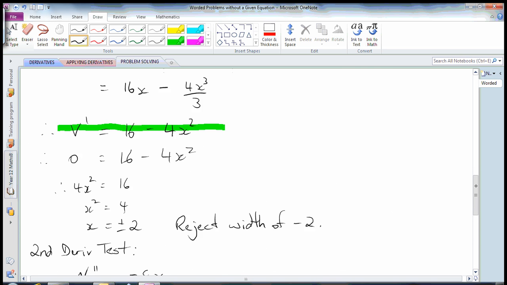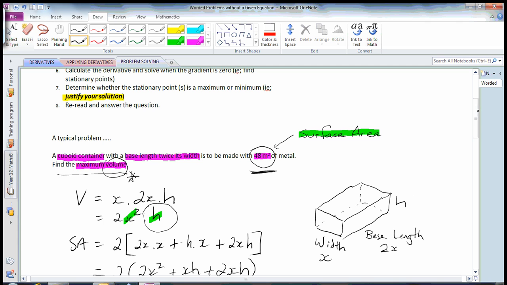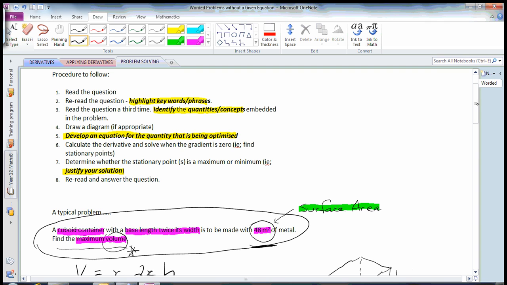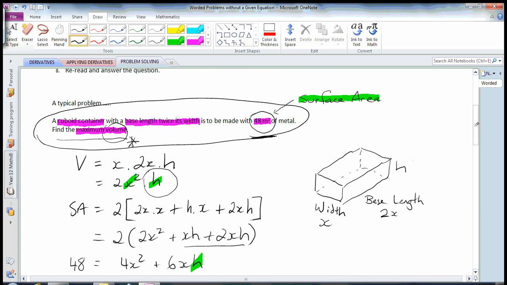If I go back to the problem, we were not given any expression within the question. We had to create that ourselves. So let's just quickly go back over how we do that. We identify keywords or phrases. Importantly, we identify the quantities or concepts embedded in the question. So in our question, that was volume and surface area.